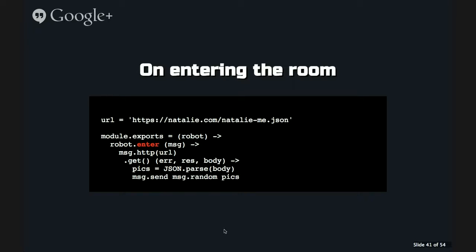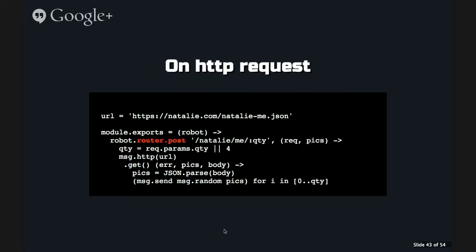Hubot can also listen to when you enter the chat room. In this case, when someone enters the chat room, the specific Natalie bomb command will be fired and return to them a picture of Natalie. Or on leave, it can also execute something. So once somebody leaves the chat room, it'll give them a picture of Natalie.